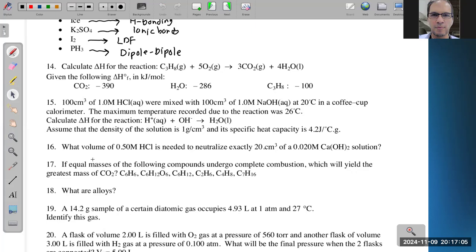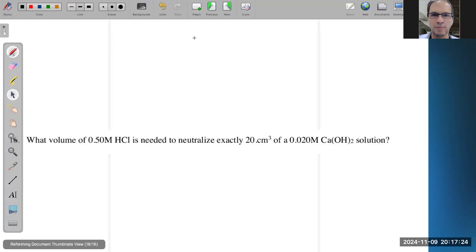If equal masses of the following compounds undergo complete combustion, which will yield the greatest mass of carbon dioxide? There is question number 16 first. What volume of 0.50 molar HCl is needed to neutralize exactly 20 centimeter cube of calcium hydroxide? Before we do this, we have to balance the equation.